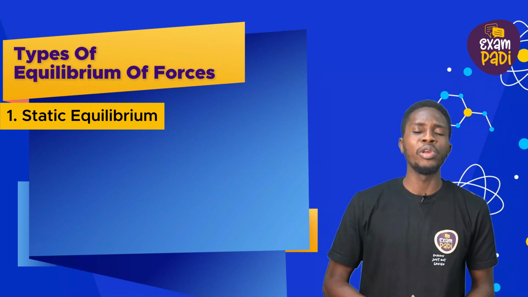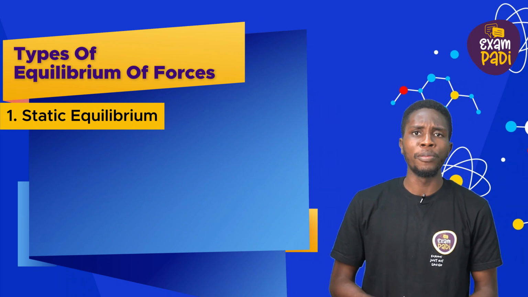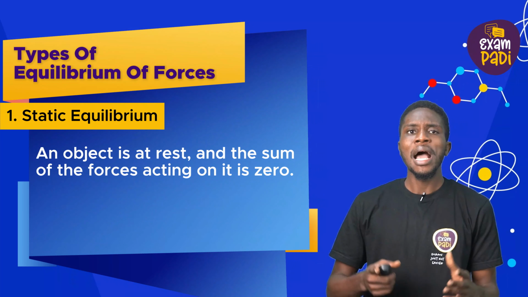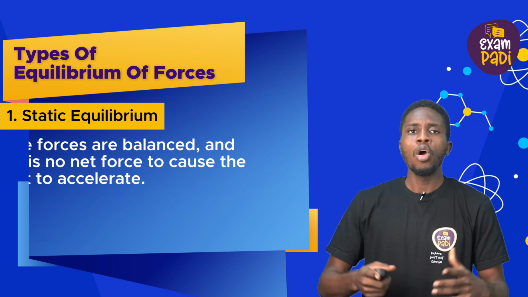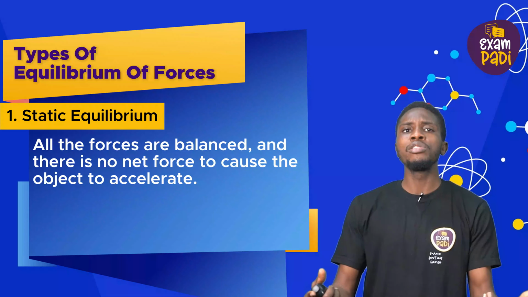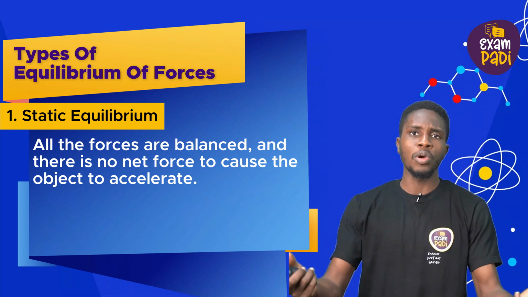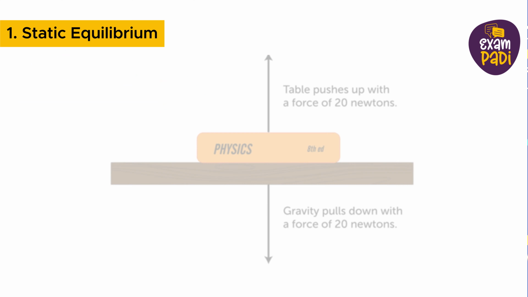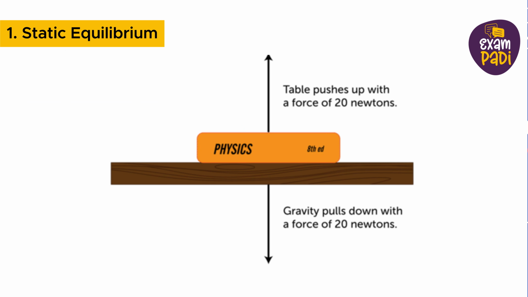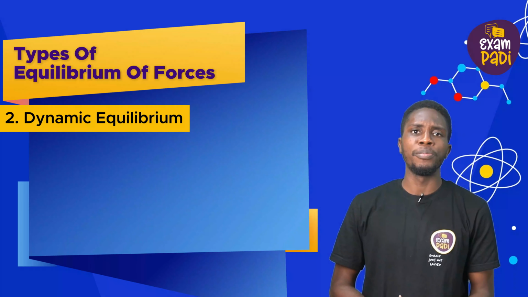1. Static equilibrium. In static equilibrium, an object is at rest and the sum of the forces acting on it is 0. This means that all the forces are balanced and there is no net force to cause the object to accelerate. An everyday example of static equilibrium is a book sitting on a table. The force of gravity pulling the book downward is balanced by the normal force exerted by the table, keeping the book stationary.